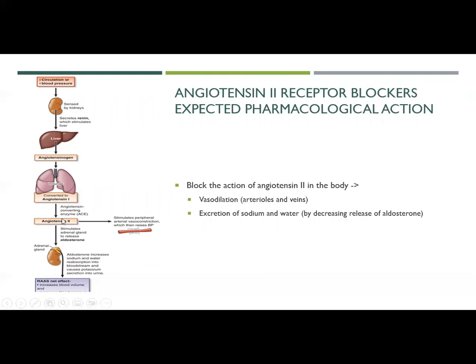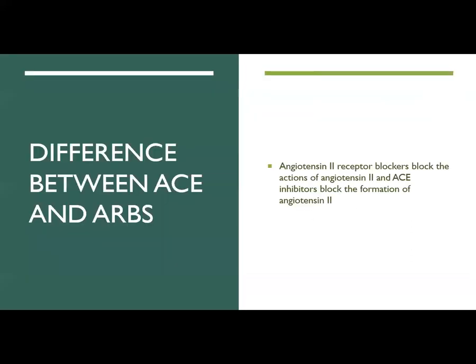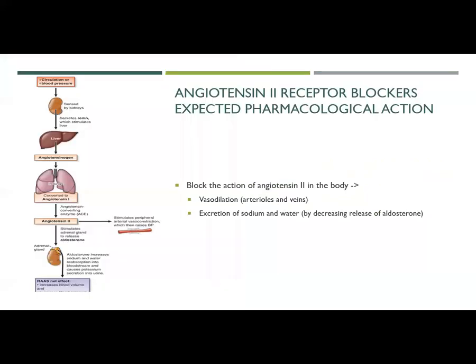So ACE inhibitors stop the formation of angiotensin II. ACE inhibitors stop here, so we never convert angiotensin I to angiotensin II. ARBs, on the other hand, are blocking angiotensin II. So this is the difference between ACE inhibitors and ARBs. Angiotensin II receptor blockers block the actions of angiotensin II, and ACE inhibitors block the formation. So with our ARBs, angiotensin II has already been developed and we're just blocking it, while with our ACE inhibitors, we're stopping even the formation of it.